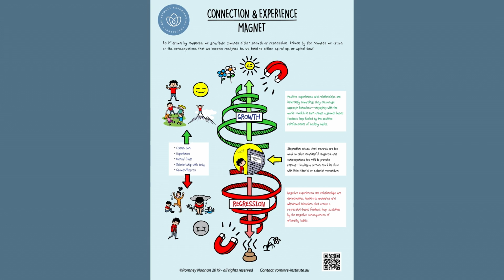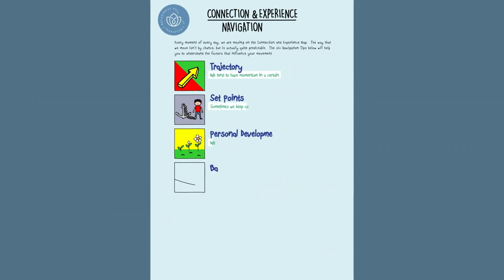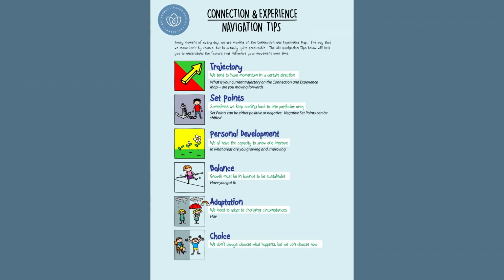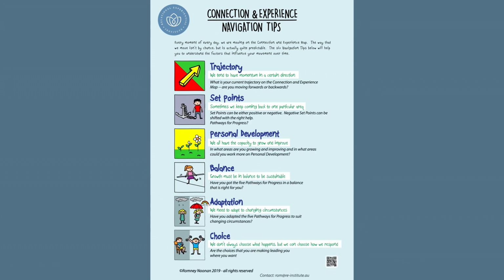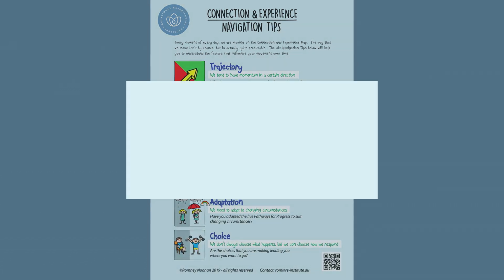That's why life can feel like a spiral. We tend to spiral up toward growth or down toward struggle, depending on the patterns and habits we build. These feedback loops, whether positive or negative, create a cycle of rewards or consequences that tends to become self-reinforcing. To support our journey, there are 6 navigation tips, guiding principles that help us make sense of how we move through life over time.